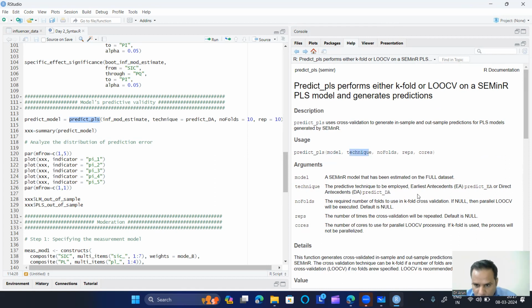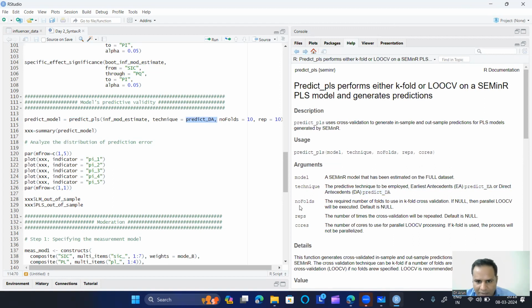Now, which are the techniques? There are two techniques. One is predict EA, and the second is predict DA. You should always use predict DA. Predict EA means it will also factor mediation in the model. But the authors have suggested that you should always go for predict DA, which is more robust.